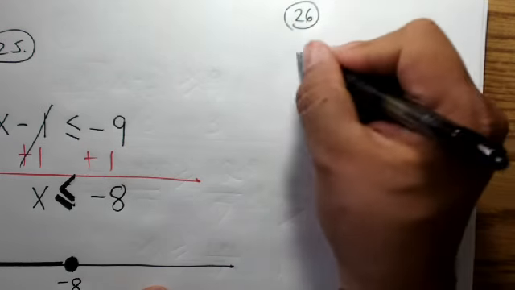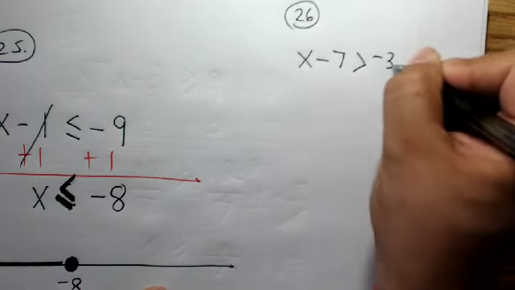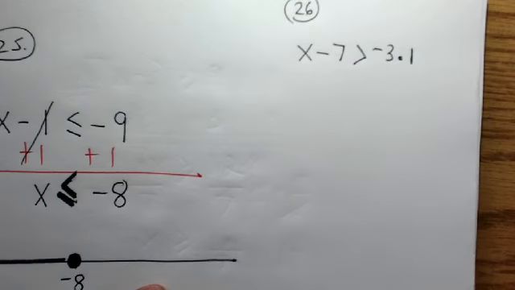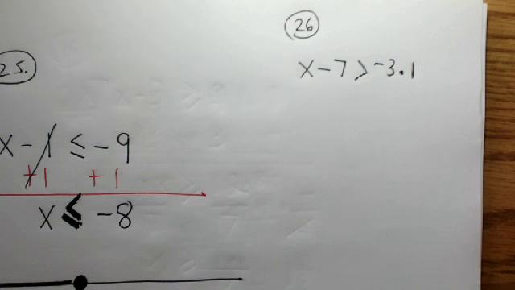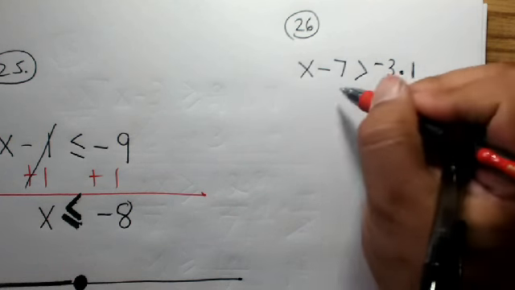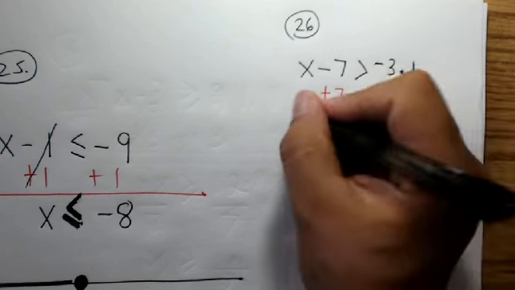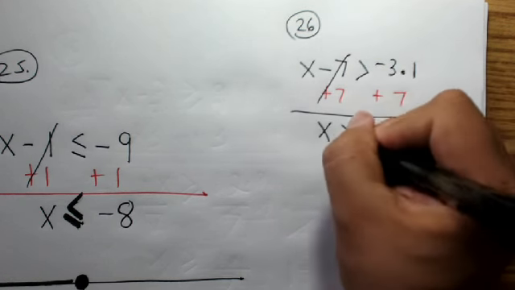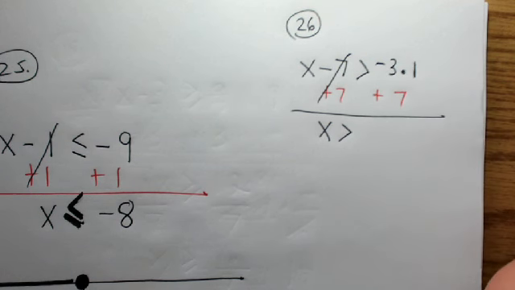26 says x minus 7 is greater than negative 3.1. What would we do here? Plus 7, plus 7. Okay. So x is greater than, what's 7 minus 3.1? 7 minus 3.1? 3.9.